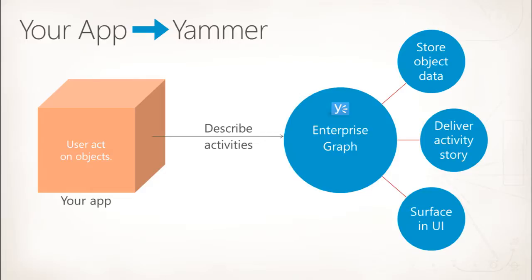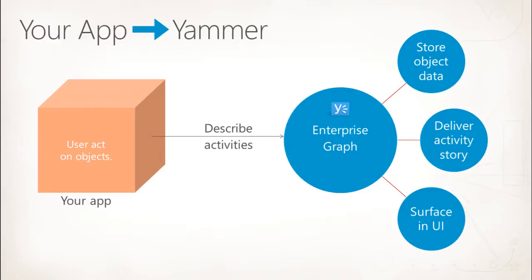Also, it shows up in our universal search. So if a user is trying to figure out, they know an object exists in your system, maybe you don't have a built-in search, or maybe a user just wants to have a conversation around it in Yammer, they can instantly do the type ahead search, and it will autocomplete with the name of the object that you've sent to us. So we deliver the activity story, and we can deliver it publicly.